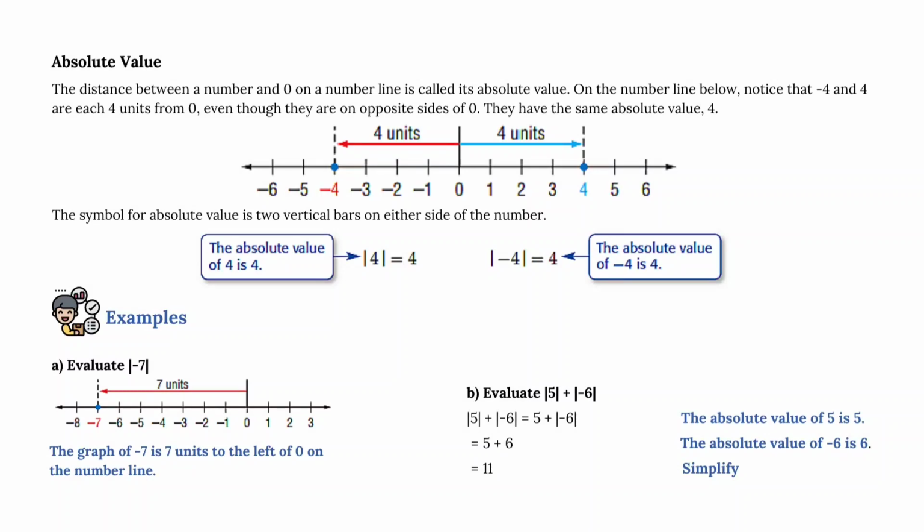Even though they are on opposite sides of 0, they have the same absolute value 4. The symbol for absolute value is two vertical bars on either side of the number. The absolute value of 4 is 4 and the absolute value of minus 4 is also 4.